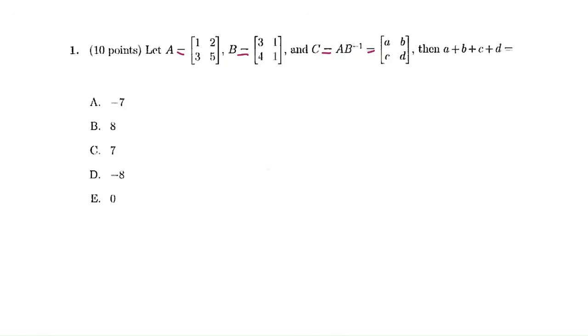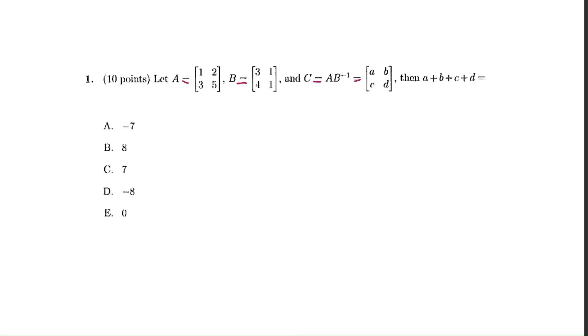Okay, so this is the MAT 265 Fall 2022 Midterm 1. In this first problem, we have these two matrices A and B, and we're also given that C is equal to A times the inverse of B, which gives us this matrix here. And we want to find the summation of all the entries in A times B inverse.